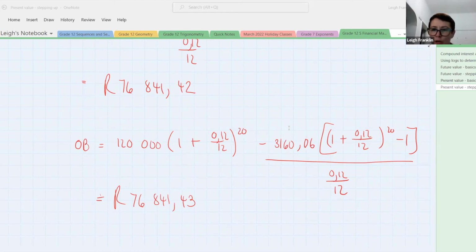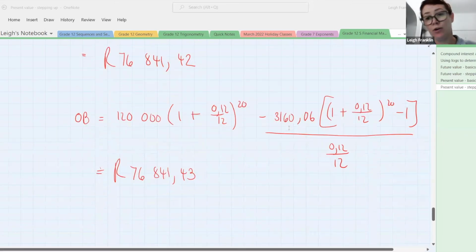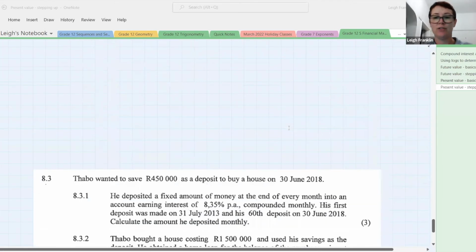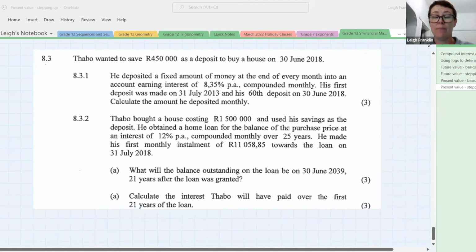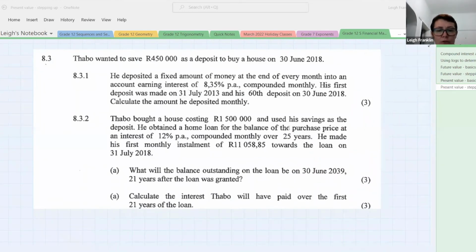Hopefully we're feeling good about the basics here. So what I'd like to do for the remaining time is just go and have a look at this exam question. This is straight out of last year's end of year paper. The reason I wanted us to do this is because it's actually quite nice. There's a little story here about Thabo buying his house and what happens, and it ends off with a nice problem-solving question. All right, so let's do this together.